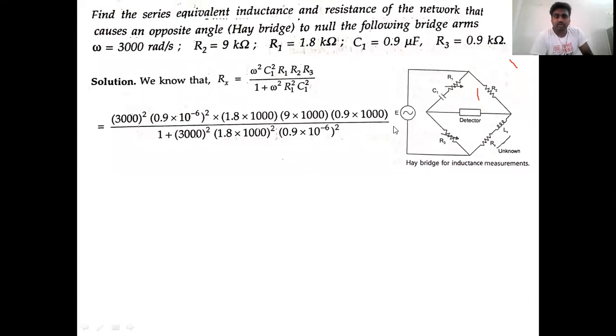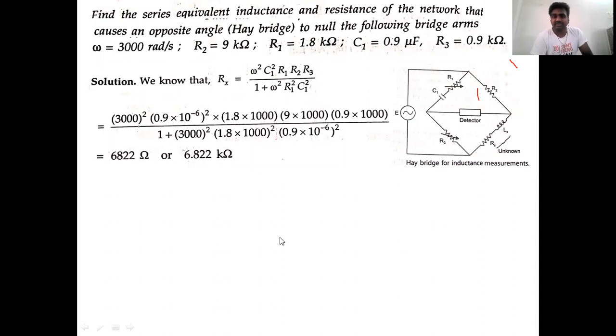Okay, let me verify. Right. The answer is 6822 ohms or 6.822 kilo ohm. Okay, this is a lengthy calculation. You have to be fast with your calculation part. Otherwise, the time will be scrambled. So this is about the unknown resistance which we calculated.